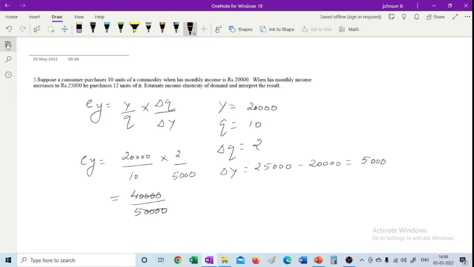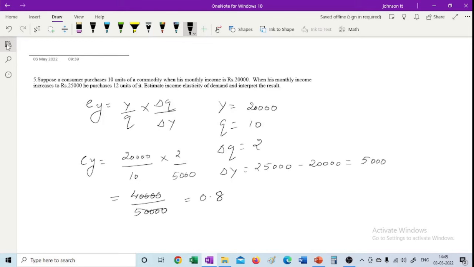So 4/5 is equal to 0.8. Here you are getting a positive value as income elasticity. So what can we say about the commodity? This commodity is a normal good. That is why you are getting a positive value.